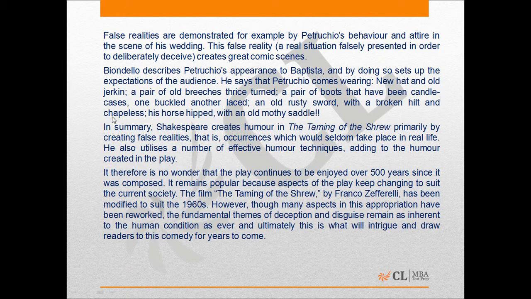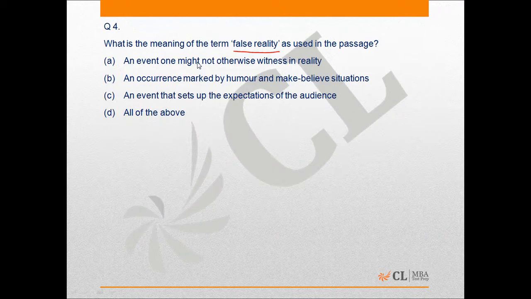But the next one, and this paragraph actually gives the answer to this question. False realities are demonstrated, for example, by Petruchio's behavior and attire in the scene of his wedding. This false reality, and here the explanation is given, a real situation falsely presented in order to deliberately deceive. This is the meaning of the term. So it's a direct question.